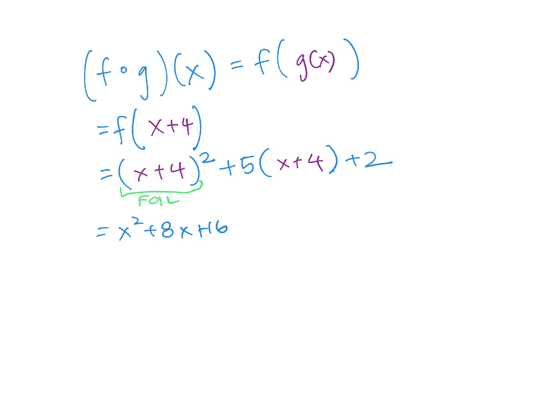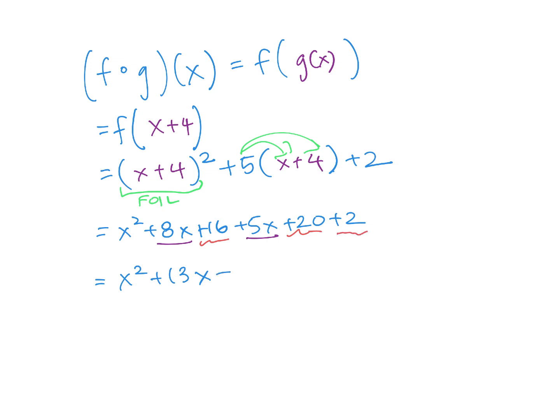If you didn't get what I got previously, here I'm going to distribute my 5 and get 5x plus 20 plus that 2. I'm going to combine my like terms. I have just the 1x squared. But then I have 8x's plus 5x's here, which is plus 13x. And then I have 16 plus 20 is 36. 36 plus 2 is plus 38.